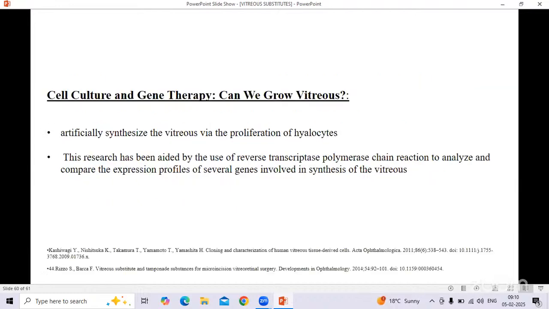Now, cell culture and gene therapy are also under study. Artificial synthesis of the vitreous is via the proliferation of hyalocytes, and this research has been aided by the use of reverse transcriptase polymerase chain reaction to analyze and compare the expression profiles of several genes involved in synthesis of the vitreous.